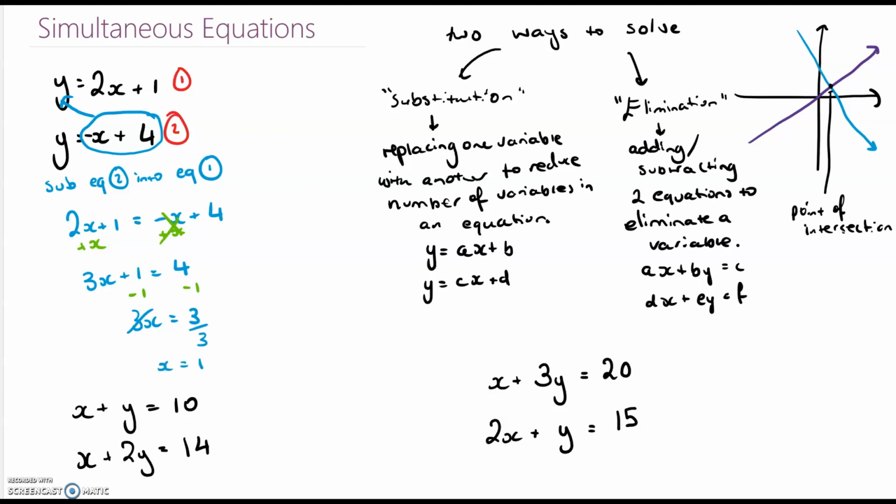Now, I haven't 100% finished this because when I'm finding any point of intersection, I'm looking for the coordinates. I want the x and the y coordinate. So I don't only want x, I also want y. To find y, I could put that 1 back into either of those equations and I should get the same answer. But I'm going to put it back into equation 1 because there's no negatives. So y is equal to 2 times 1 plus 1, which is 2 plus 1, which equals 3. So my point of intersection, or my solution, is at x equals 1, y equals 3. Perfect, moving on. Next one.